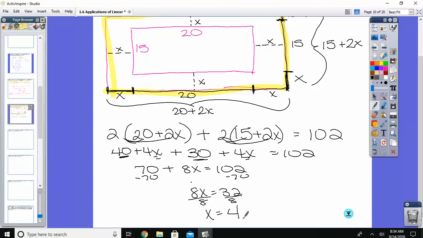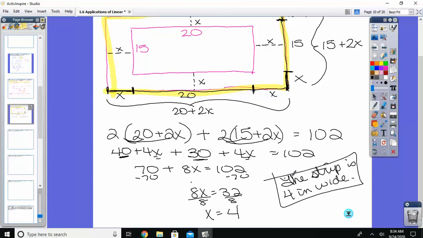Then we have to answer the question. The question was, how wide is the strip of the mat showing? Is that what x represented? Yep. So, the strip is 4 inches wide. Any questions for me?